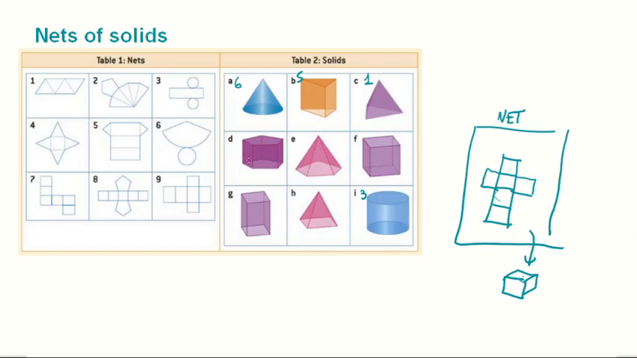What about this one? That's a pentagon, right? So the base is a pentagon, and this kind of shape is a prism, a pentagon-based prism. So let's look for it. Well, here it is, right? So D8. Now this is a pyramid.